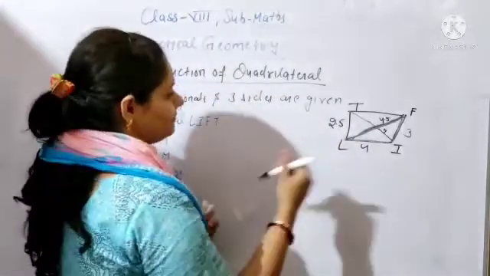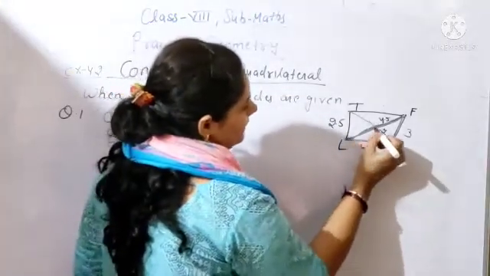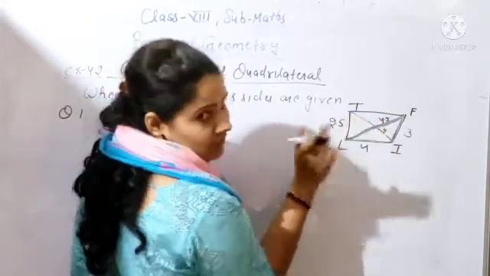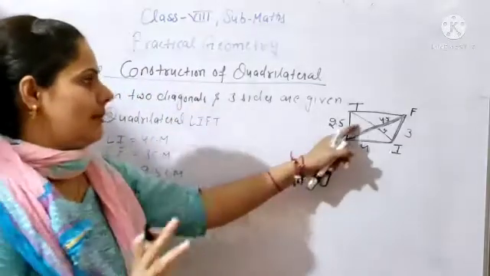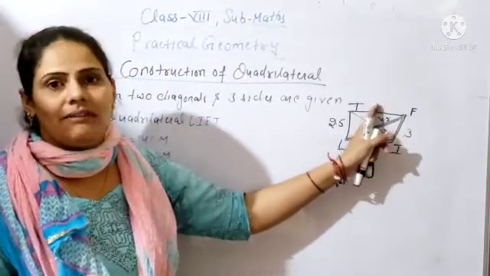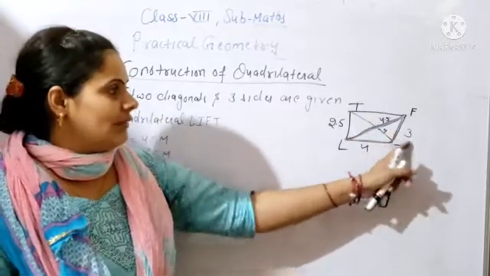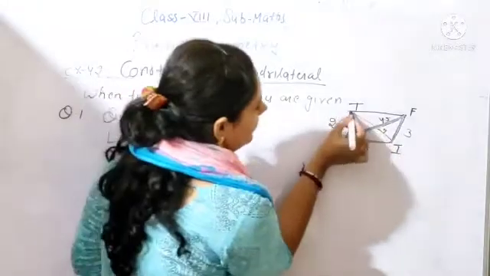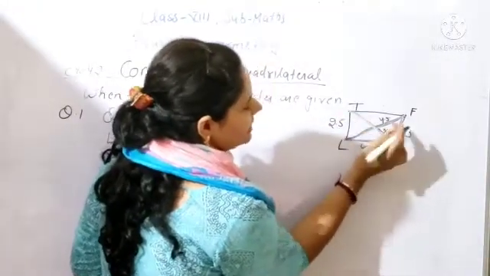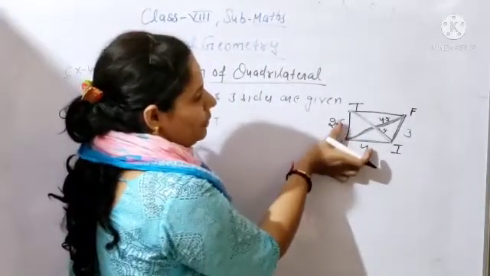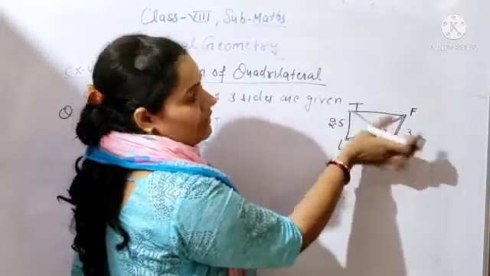So you can see, if you assume the diagonal LF, there are two triangles, one upwards and one downwards. If you make the upwards triangle, this length is not given. So first of all you have to make the downwards triangle. Clear? And if you take the diagonal TI, there are again two triangles, on the left hand side and the right hand side. On the left hand side both lengths are given, but on the right hand side only one length is given.